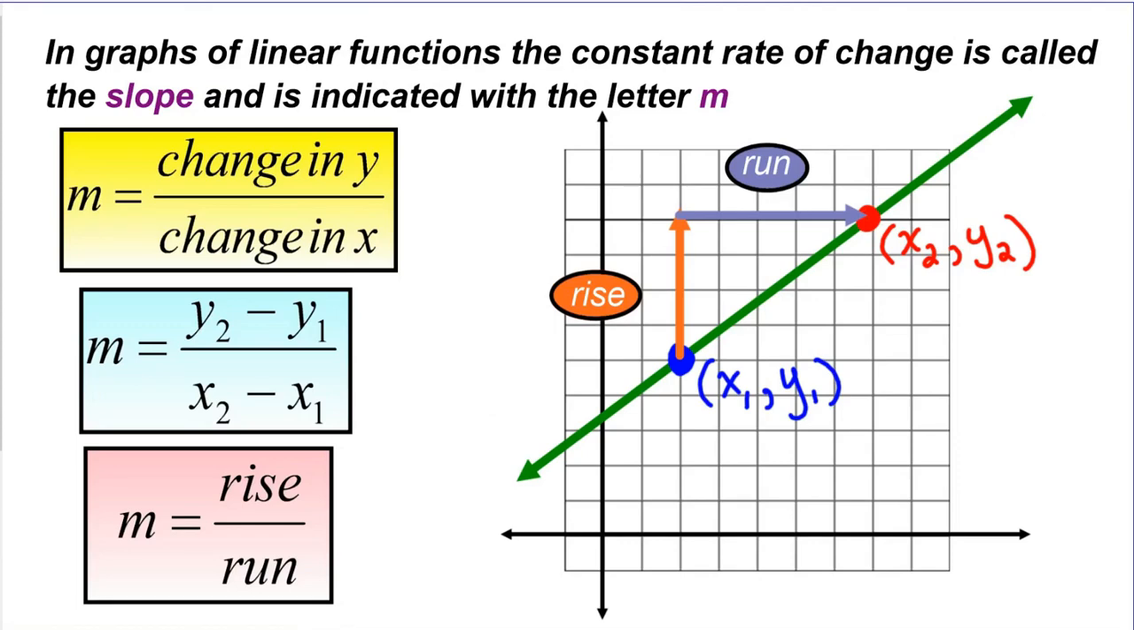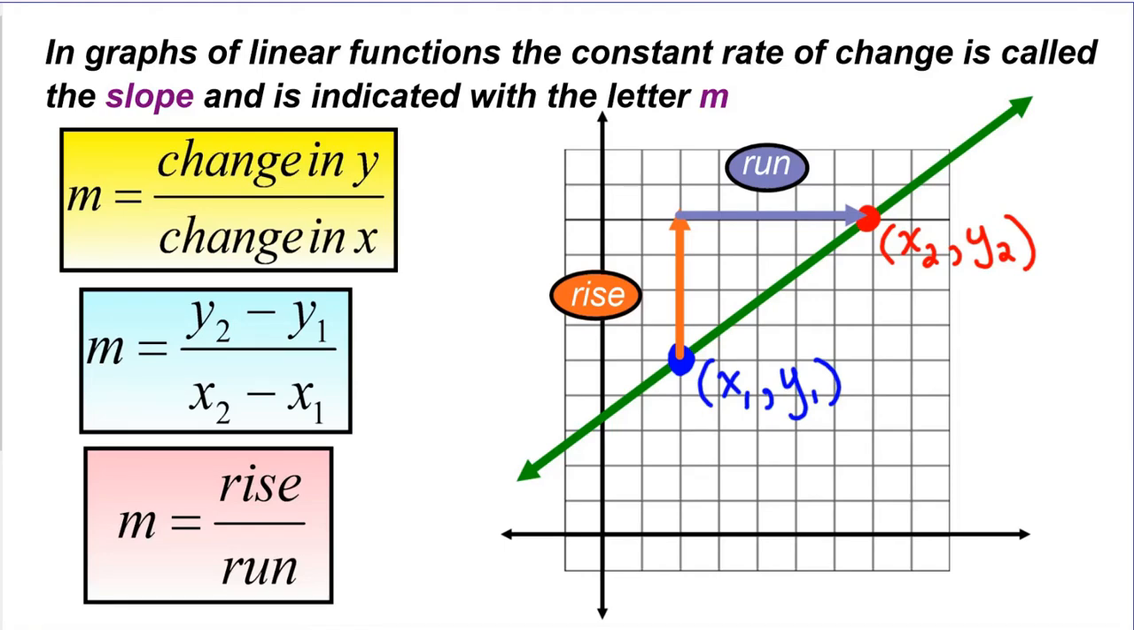In graphs of linear functions, the constant rate of change is also called the slope of the line, and is indicated with the letter m. So just new vocabulary, constant rate of change is called slope. So how do we find the slope? Again, it's the change in the y values over the change in the x values. And then there's some other ways that we refer to that as well.